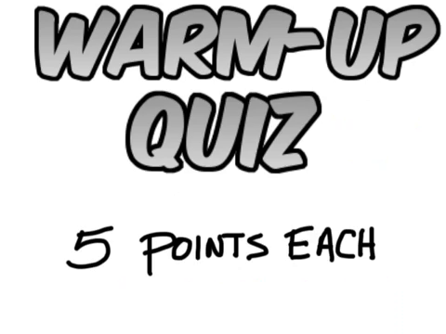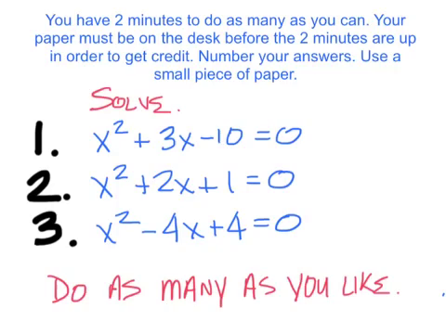Alright, warm-up quiz. 2 minutes from right now to do as many as you can. They must be on the desk before the 2 minutes are up. Answers are 2 and -5 for the first one. The second one's -1. If you wrote -1 twice, it's unnecessary, but I'll still count it. And the same thing for number 3. It's just a 2, but you can have it twice.